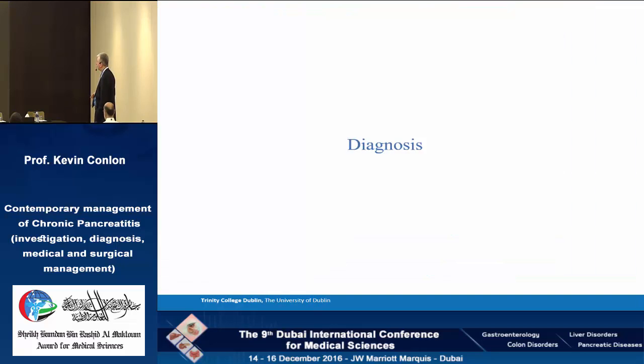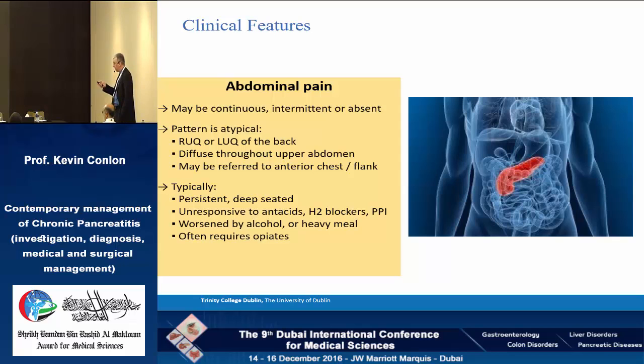So how do you diagnose the disease? Well, as I mentioned before, most patients will present with abdominal pain, and the point has been well made that many of those patients may be seen in primary care and not get into hospital. The pain is usually atypical, and so most general practitioners will refer them to us. It can be diffuse, it may be referred pain from the pancreas up into the chest or down to the throat. It's usually deep-seated and usually unresponsive to first-line care. So when they present to their GPs, they're usually given antacids, H2 blockers, and PPIs because it's thought to be gastritis. It's clearly worsened by alcohol or eating, and it very often requires opiates. So it's considerable pain, and there are two types, episodic pain or continuous pain, and the majority of patients will present with the continuous type of pain.